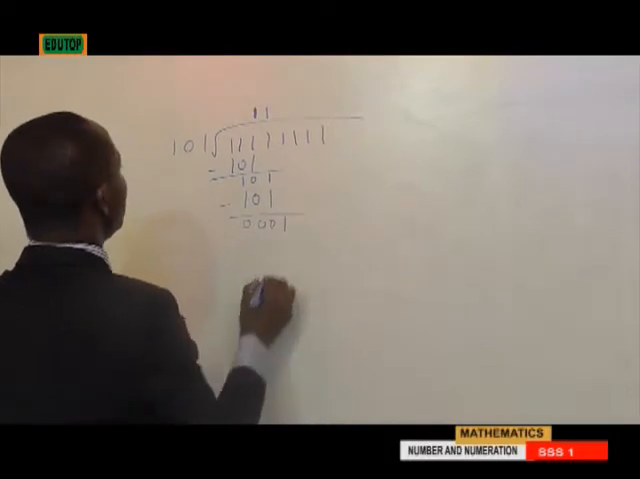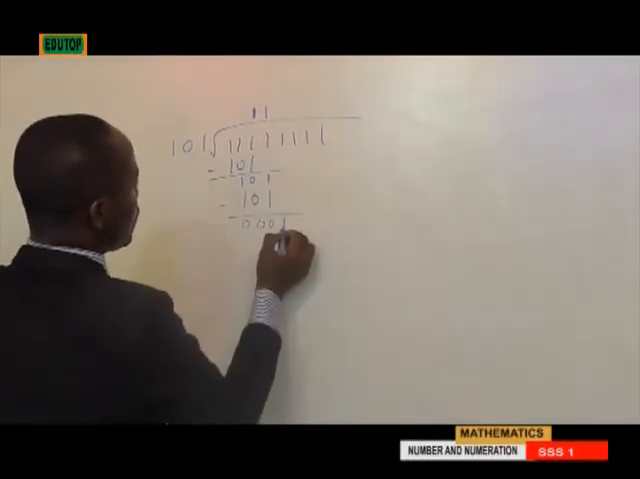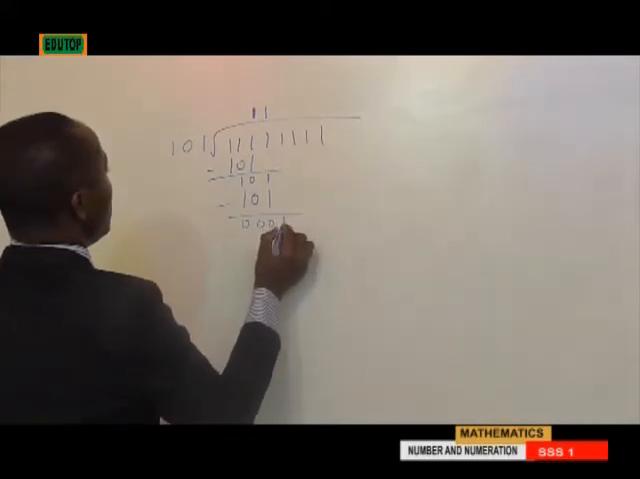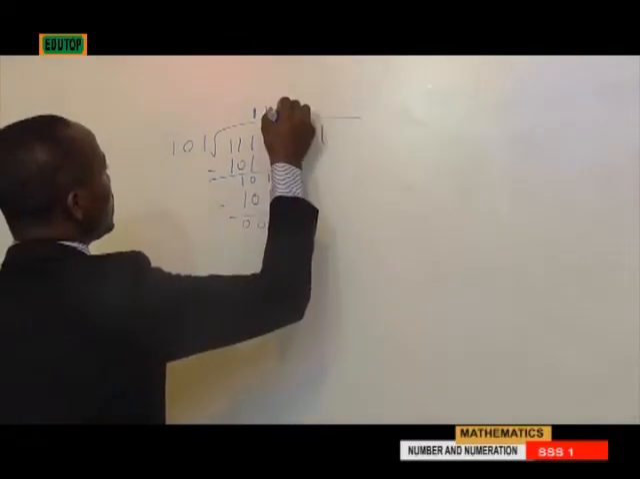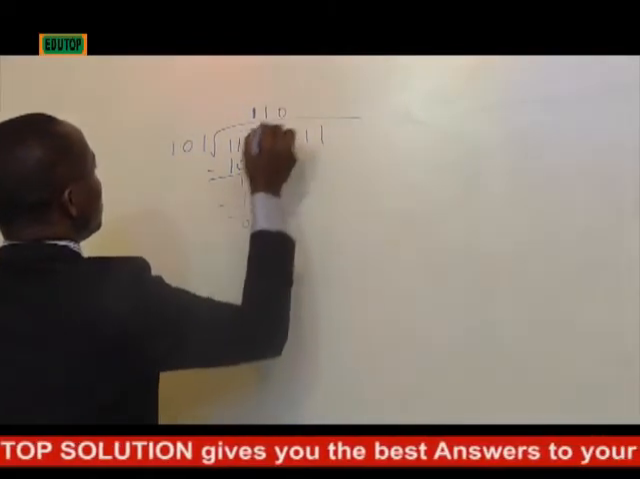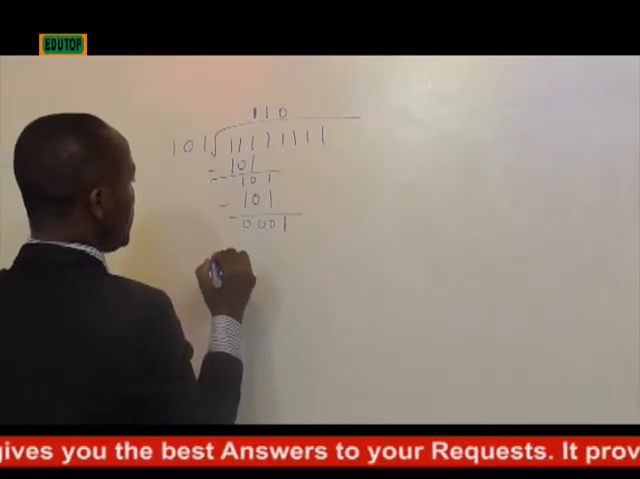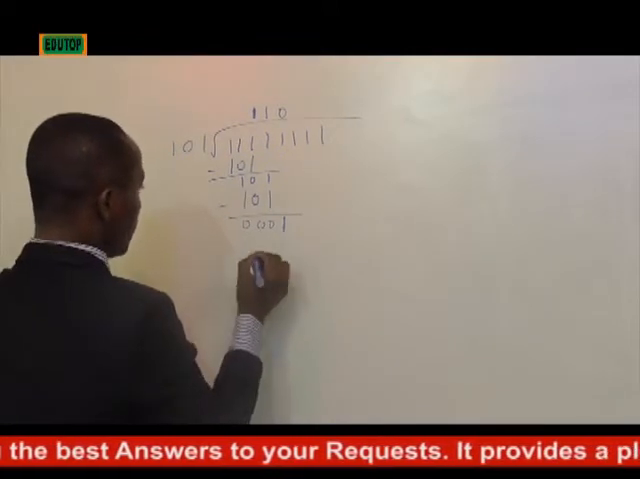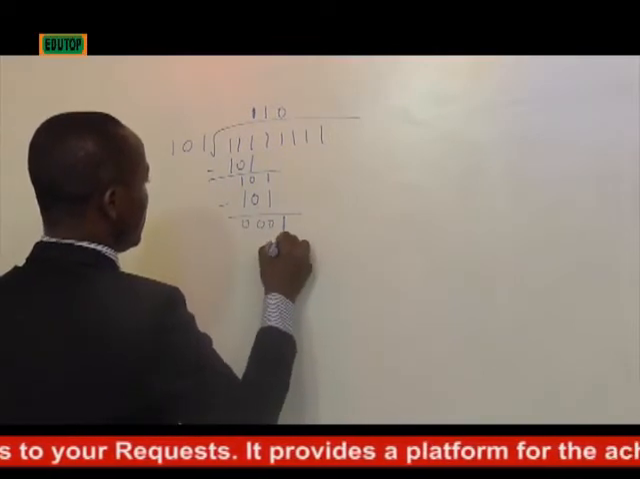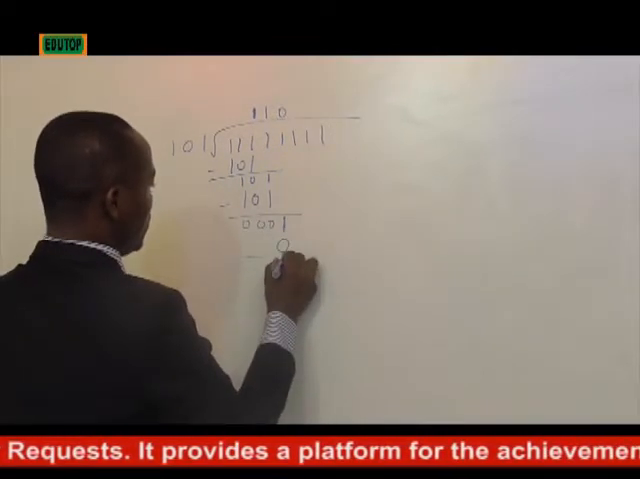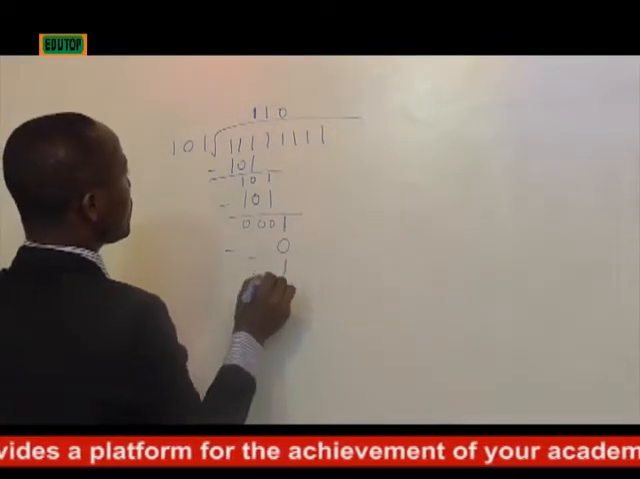Bring down this 1. Is it possible to divide this one, what we brought down here? Is it possible to divide 1 by 101? No. That means we put 0. 0 times 101 is 0. So we'll be having something like this. 1 minus 0 is 1.